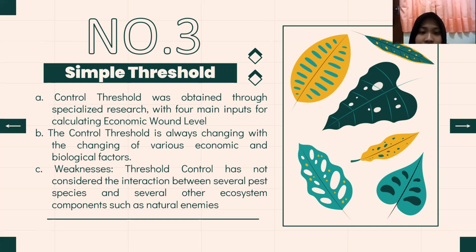Second, the control threshold is always changing with the changing of various economic and biological factors. To facilitate the revision of economic injury level, a computer program was compiled by entering change in input value and data on ecosystem dynamics so that economic injury level values were obtained in accordance with development in the field.